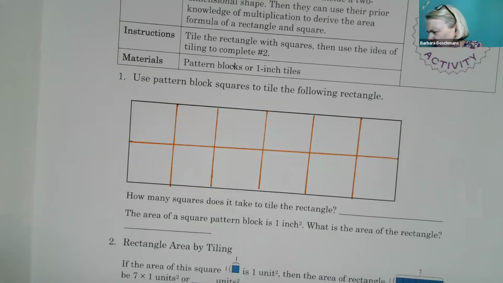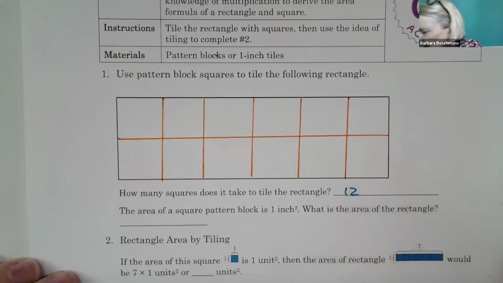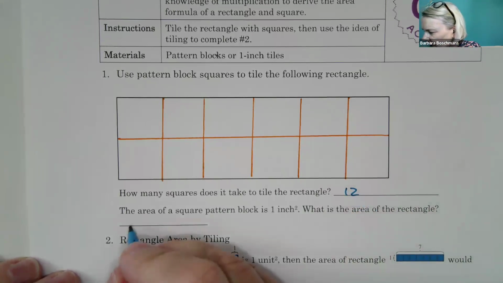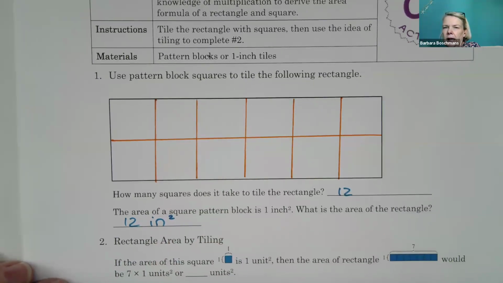Inside the rectangle, how many squares does it take to tile the rectangle? It will take 12. The area of the square pattern block is 1 inch squared. What is the area of the rectangle? It would be 12 inches squared.